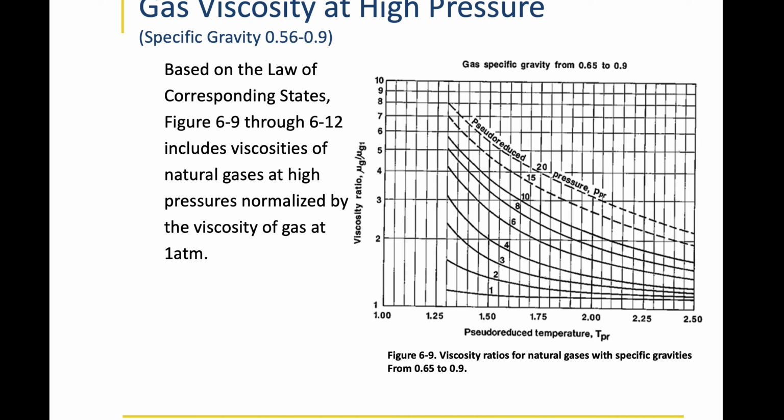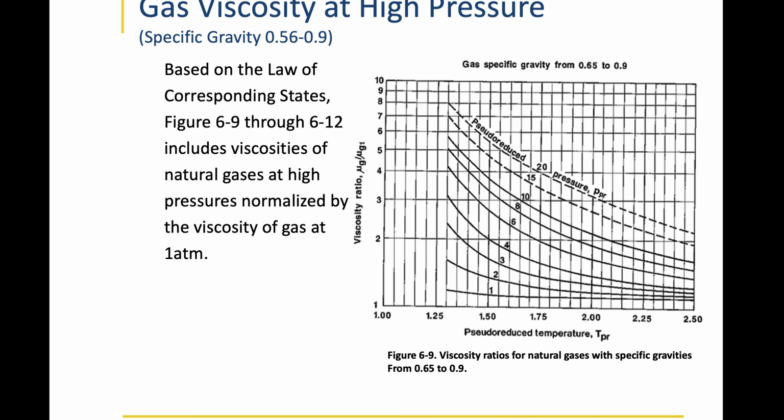But to find the gas viscosity at higher pressure, as I said, we need to convert the viscosity that we just obtained at 1 atmosphere, 14.7 psi, to the reservoir pressure. For that, there is a series of figures or corrections given. These figures, starting from figure 6.9 to 6.10, 6.11, 6.12, are based on different gas specific gravities. So what we need to do is first find the gas specific gravity.